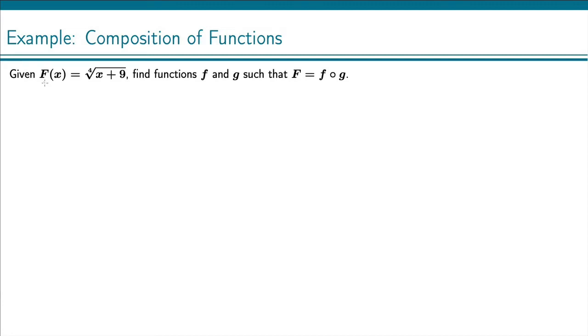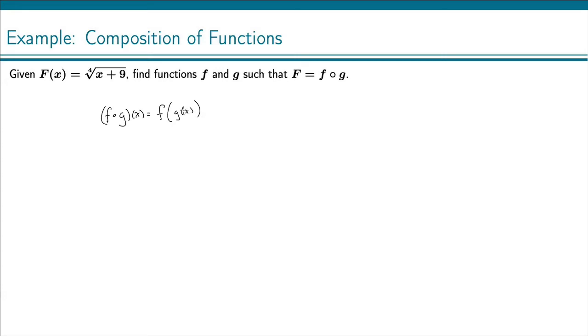Given capital F of x equals the fourth root of x plus 9, find functions f and g such that capital F is equal to the composition of f and g. So what we need to think about here is a couple things. First of all, we're looking for this f composed with g, okay? And we want to remember that this, by definition, is f of g of x.